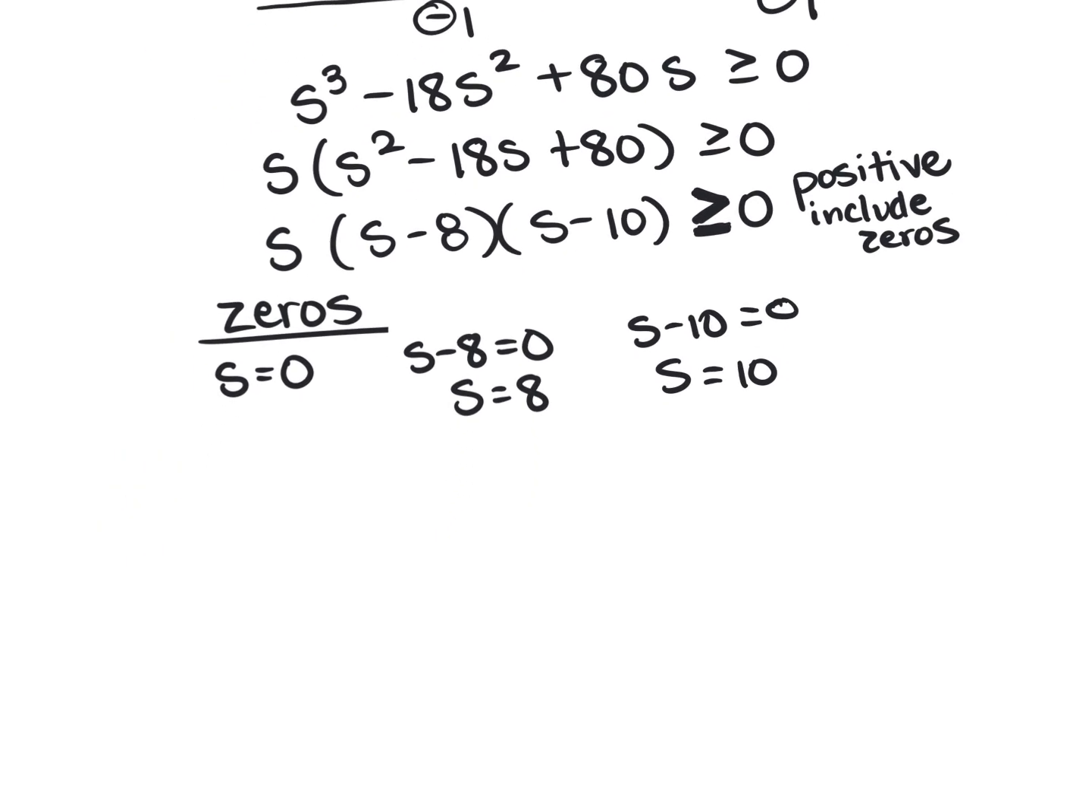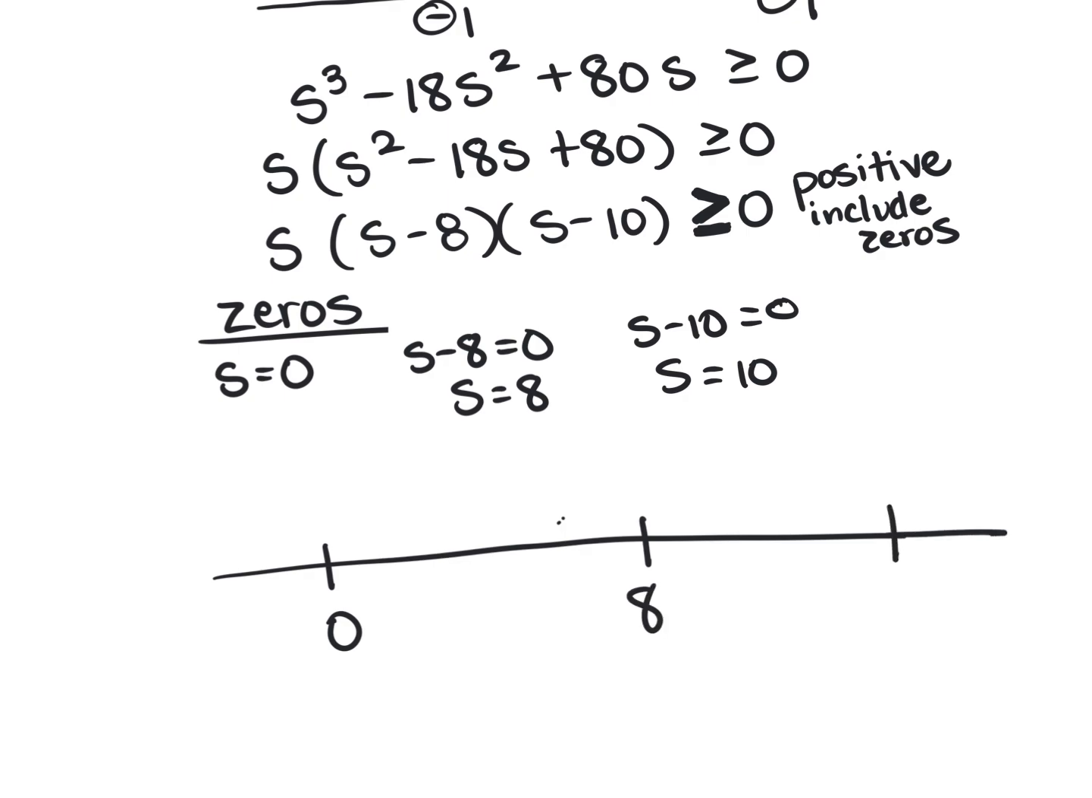So again, making sure that you put these in order, I'm going to have a 0, and then we've got 8, and then up here we're going to have the number 10. So now we're up to the point where we need to choose a test value in each section, and once I do this, I'm going to be plugging this into this expression, and I only care about the signs, not the actual numbers.